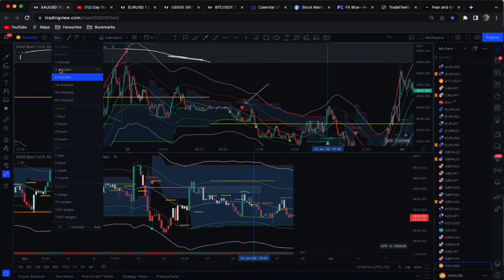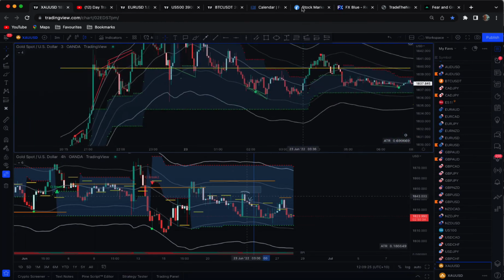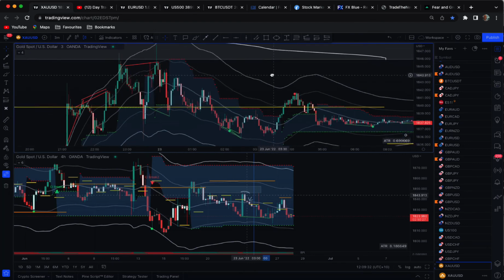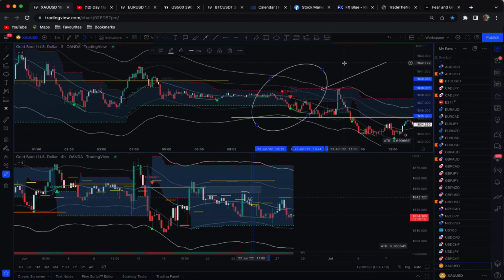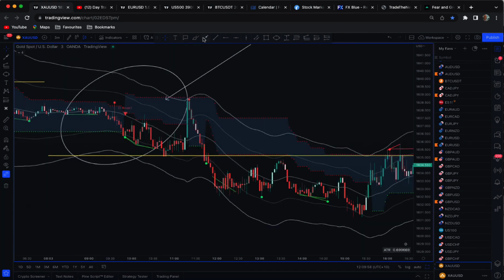So let's just have a look at that. And you want to be as close as possible to this level up here. So then you're looking for the 3 minute signal in and around this, the next 3 minute signal. So that's it there. Let's mark that up. All right, and that is next level. What did that look like? There's your trade. Nice one.